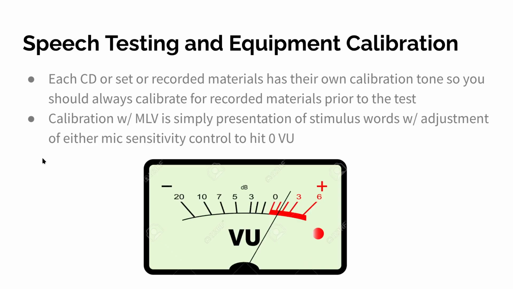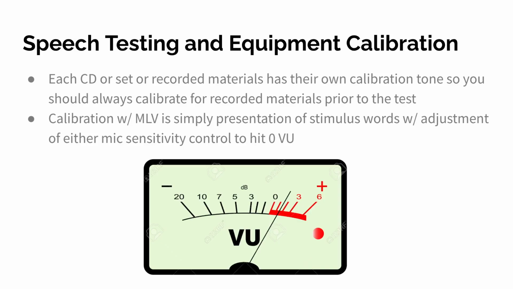Each CD or set of recorded materials has its own calibration tone, so you should always calibrate for the recorded materials prior to the test. That is distinct from audiometers that have wave files or speech files built in. They will not require calibration, but if you have an external audio source like a CD or a computer that you're outputting into an audiometer, you should calibrate before each day or before each use.